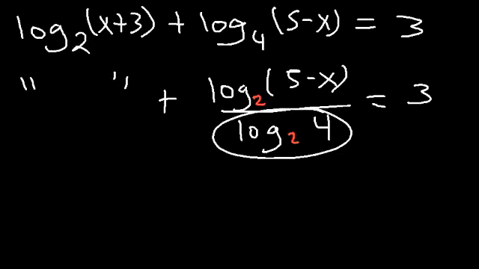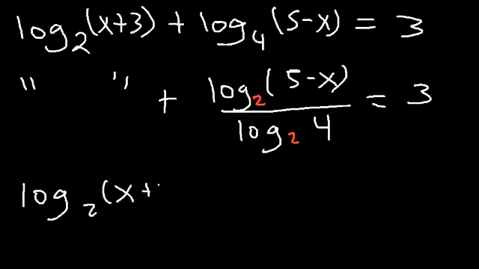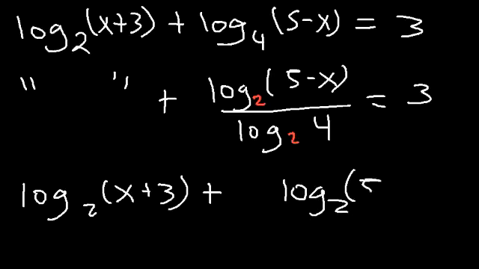Now, what is log base 2 of 4? Well, we know that 2 to the second power is 4. So log base 2 of 4 is 2. So now we have log base 2 of (x plus 3), plus log base 2 of (5 minus x), divided by 2, which is the same as writing 1/2 in front of it. And all of that is equal to 3.